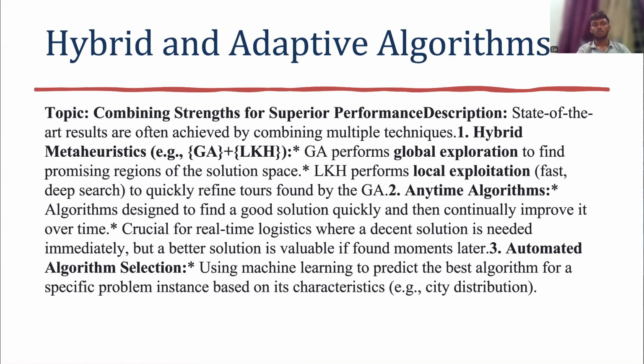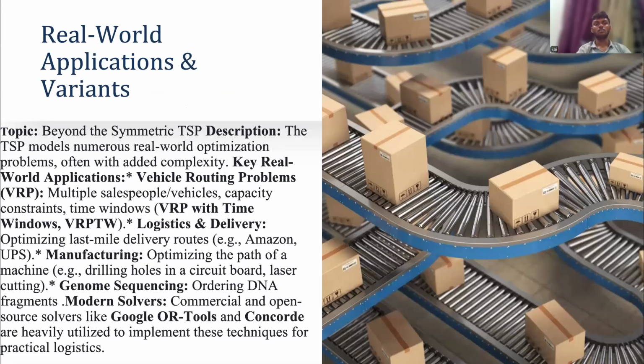Second one, anytime algorithms: algorithms designed to find a good solution quickly and then continually improve it over time. Crucial for real-time logistics where a decent solution is needed immediately but a better solution is valuable if found moments later. Automated algorithm selection: using machine learning to predict the best algorithm for a specific problem instance based on its characteristics, such as city distribution.